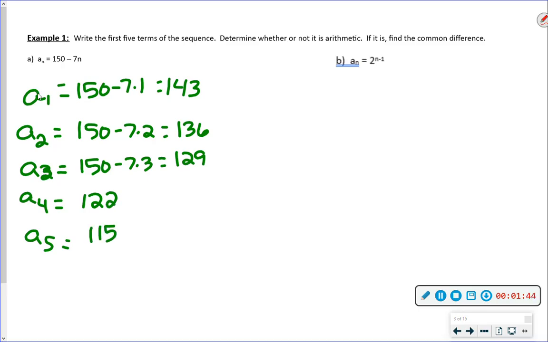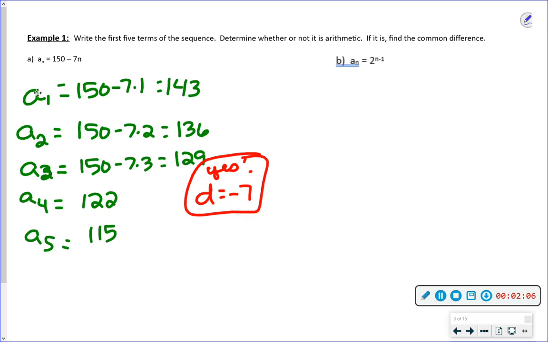Okay, so here is the next question for you. I've taught you absolutely nothing new there so far. Take a look through the terms. Are you consistently going up or down by the same amount? We're subtracting 7 every time. So that is called our common difference. And we also determined whether or not it's arithmetic. I'm going to say yes, it is.